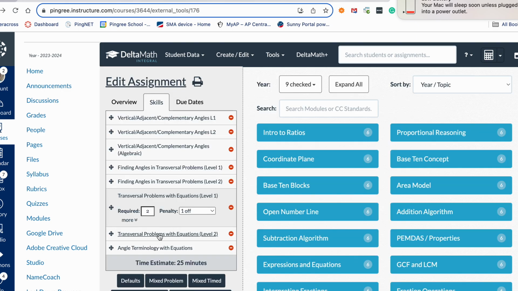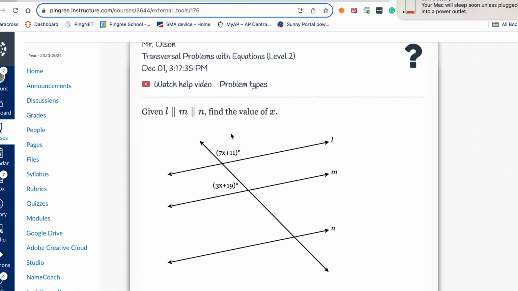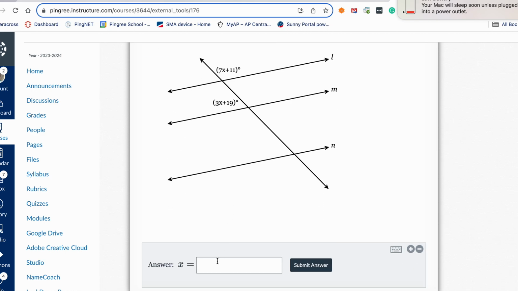Friday afternoon. Transversal with equations, same sort of a thing. You just want to make sure that you know what's going on. This one here is alternate interior with this pocket right here. Those two add up to 180. So that's 10x plus 30 equals 180. Take away 30, you get 10x equals 150. And divide by 10, you get 15 degrees.